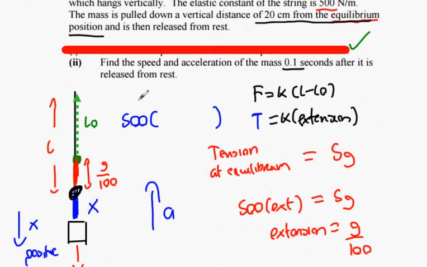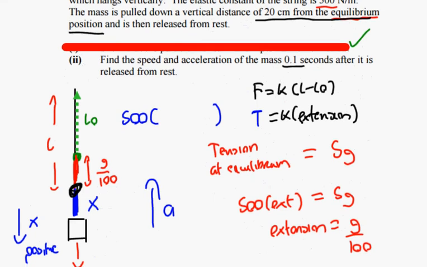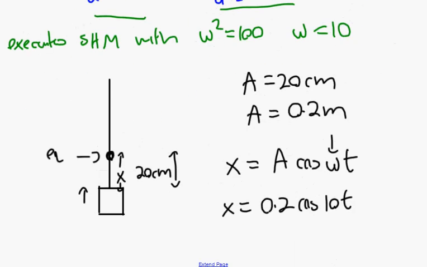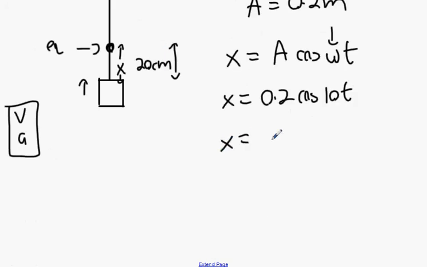0.1 seconds after it is released. And it wants me to find the speed and acceleration. So the whole point is I want to find out what v and a are. That's the goal of the question. What's the only thing I can find out here? I can find out what x is, its displacement at the point in time, 0.1 seconds in. So, 10 times 0.1.